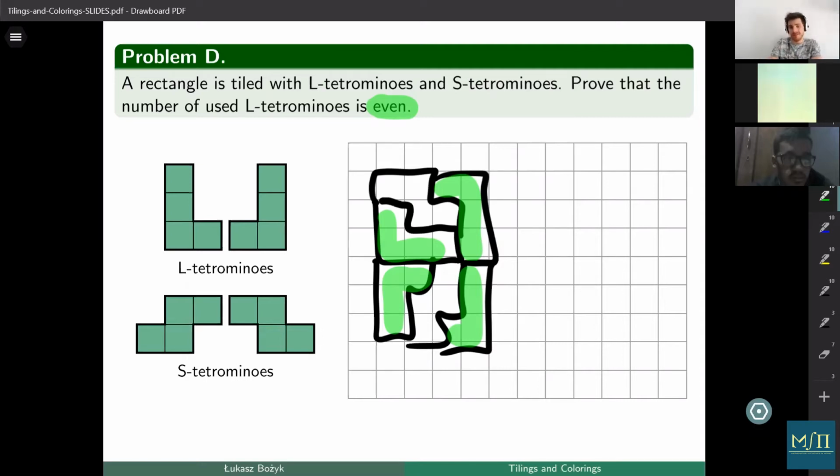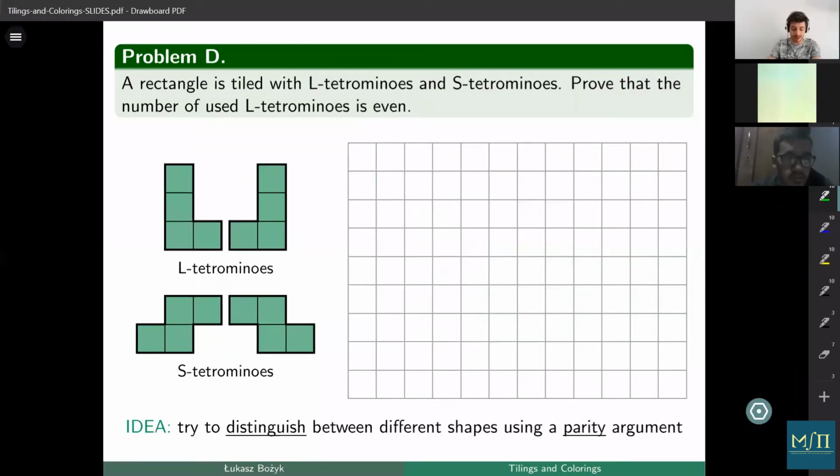Right, because this odd number of shaded cells should be counted an even number of times in order to get an even sum. Okay, so let's proceed along this idea. Let us try to color our grid in such a way that if we have an L tetromino and S tetromino, they would cover different parities of shaded cells.